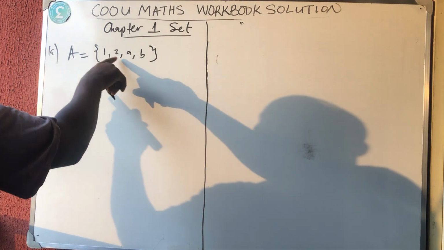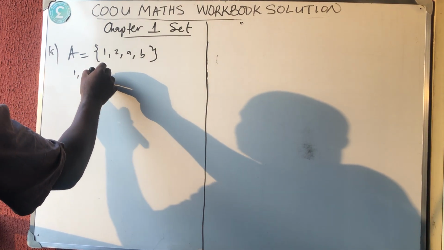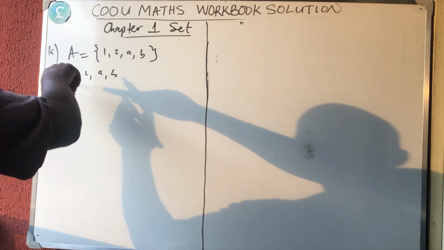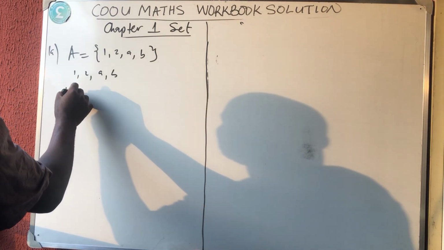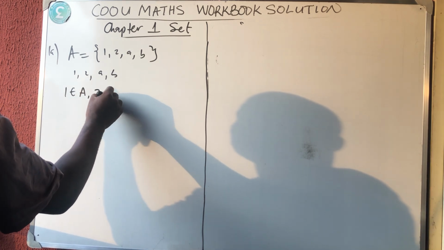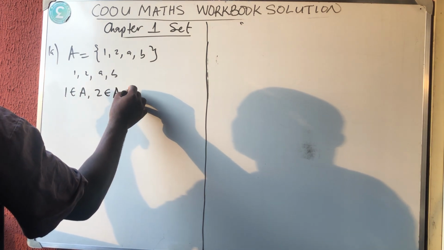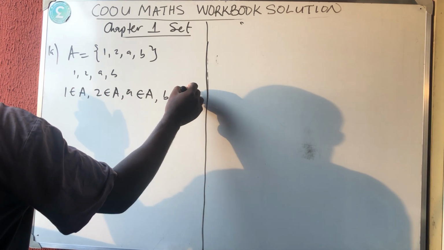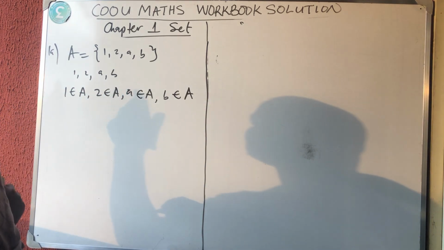Okay, the members of this set are just 1, 2, A and B, without putting it in a set. Which means 1 is an element of set A, 2 is an element of set A, A is an element of set A, and B is an element of set A. Okay, as simple as that.